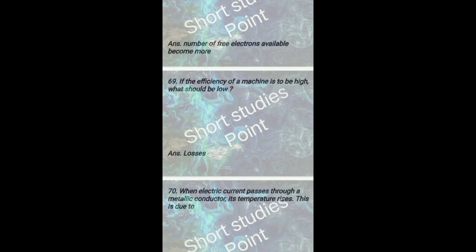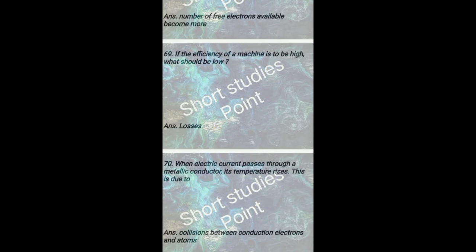Question: If the efficiency of a machine is to be high, what should be low? Answer: losses. Question: When electrical current passes through a metallic conductor, its temperature rises. This is due to? Answer: collision between conduction electrons and atoms. Question: 2 bulbs of 500 watt and 200 watt rated at 250 volt will have a resistance ratio of? Answer: 2:5.